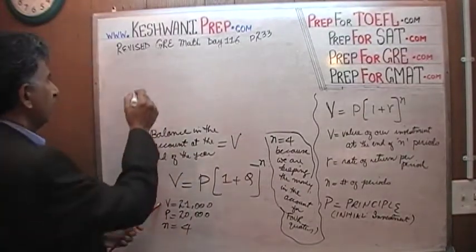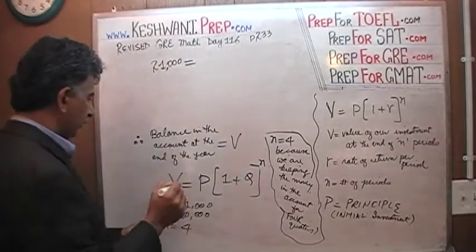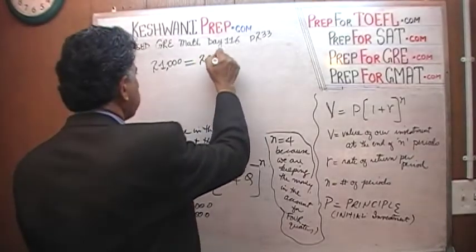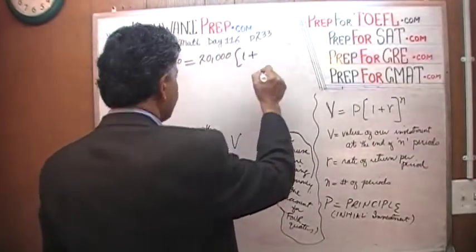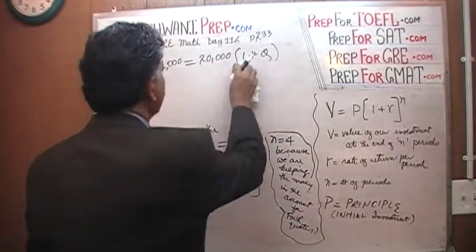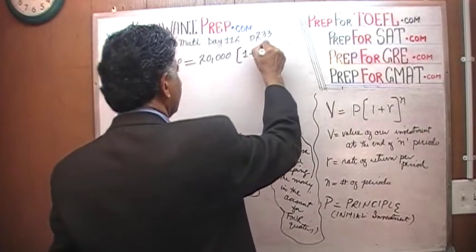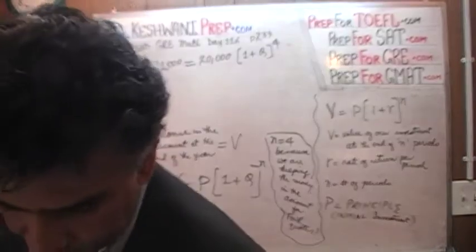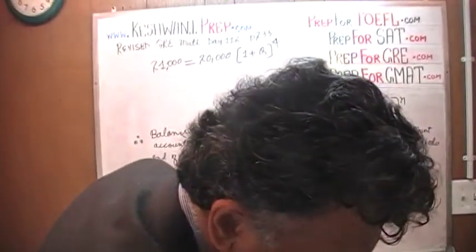So V equals $21,000, which has to equal P, our principal, which is $20,000, times (1 plus Q) raised to 4. My handwriting is getting more and more sloppy. 1 plus Q raised to 4. That's all it is. We're done. We just have to solve this equation. Let's do it then. Let's solve it, shall we?